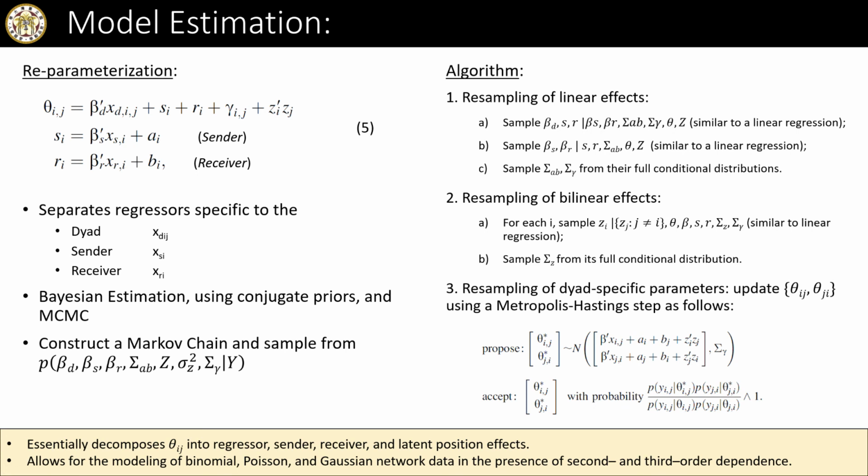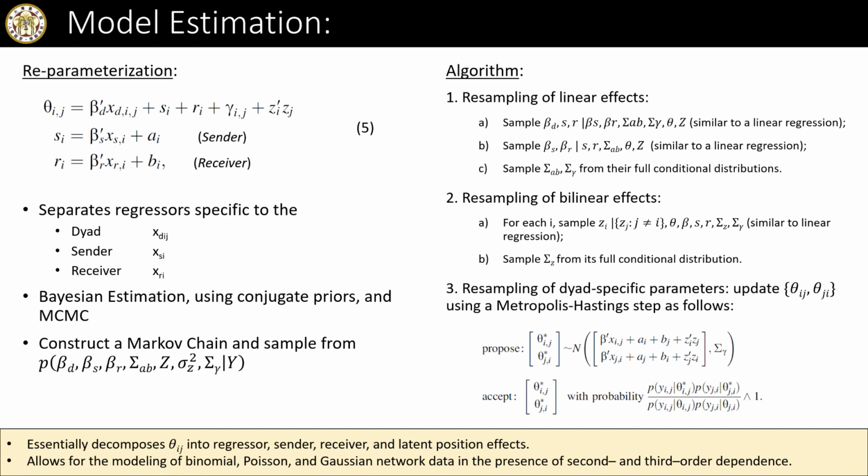Hoff and Ward use Bayesian estimation using conjugate priors and Markov chain Monte Carlo to simulate this model and to get their posterior means for each parameter. They construct a Markov chain, and then they sample from the distribution of each of the parameters given the observed outcomes y. On the right, we see the algorithm that they use to conduct this MCMC.